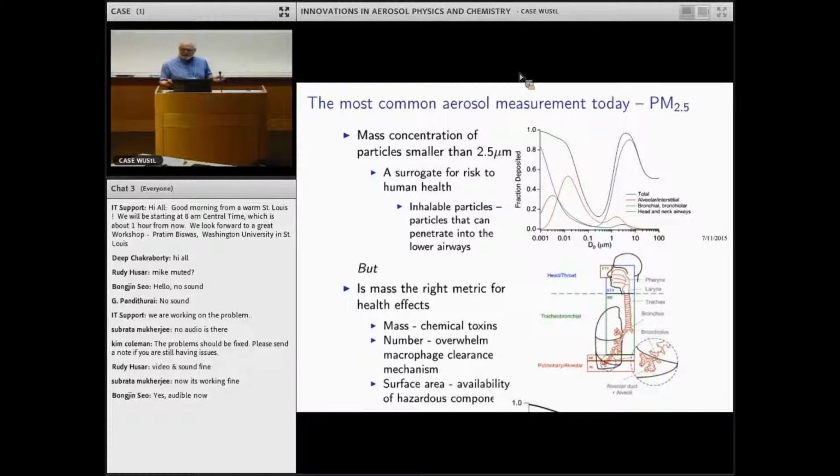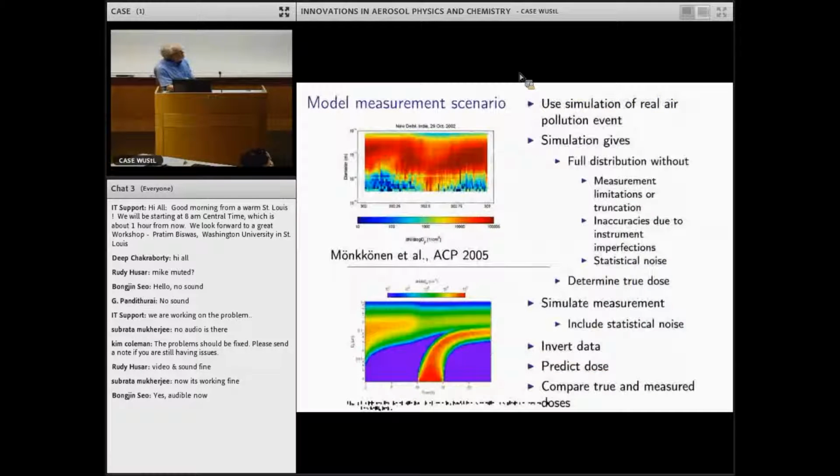The PM2.5 measures mass. How good a job does it do of measuring risk? If these are the appropriate measures, well, we've been taking a look at that. So we're looking at the question of what particles would deposit in the head and neck airways, in the tracheobronchial region, in the bronchiolar region, in the pulmonary and alveolar region, in the different compartments of the respiratory tract. We use standard lung deposition models to look at that.